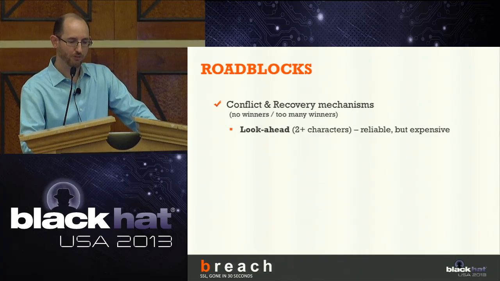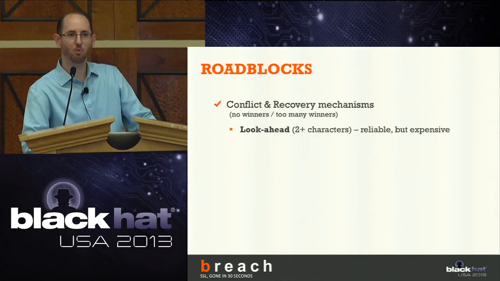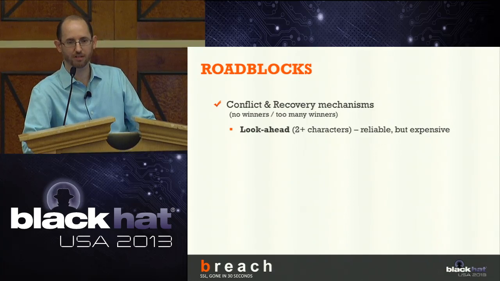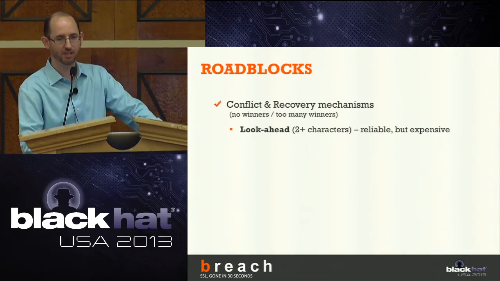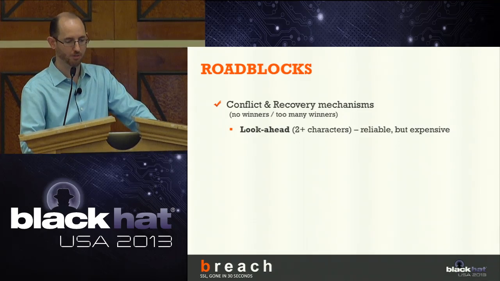The first thing that we did to solve these problems is look ahead. Instead of guessing one character at a time, we just do two characters at a time. So instead of guessing A and B and C to see which one of them is correct, we're just going to do A A, A B, A C. Now that's obviously more expensive, but it tends to be more reliable, especially in these cases where we had no winners or too many winners.